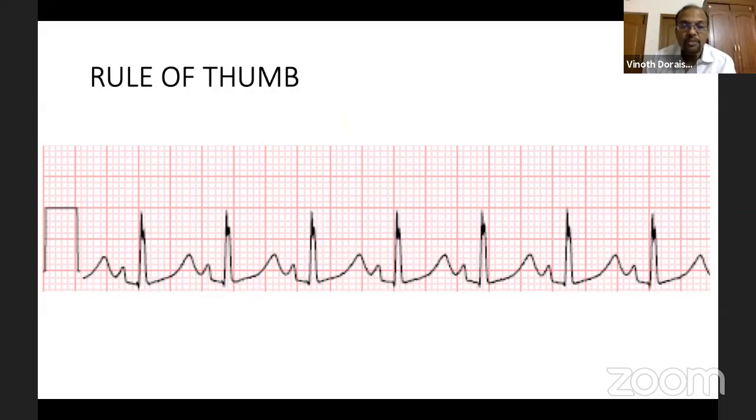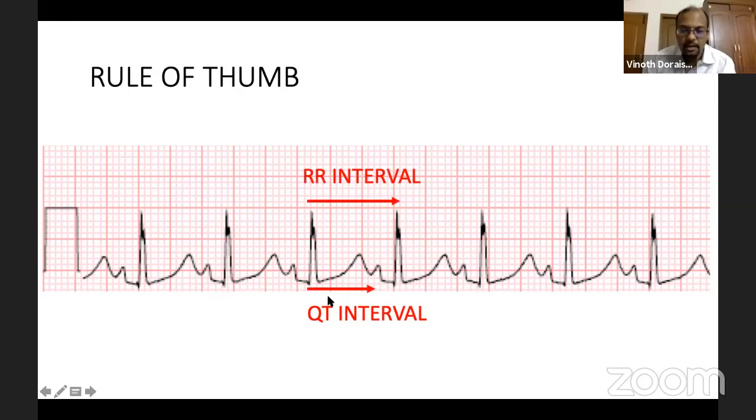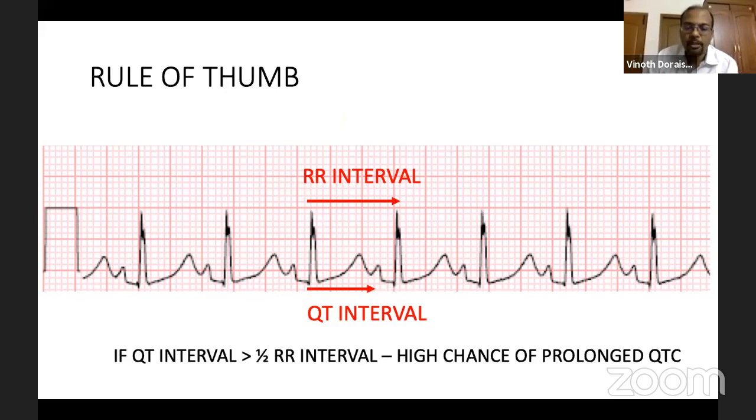The rule of thumb is, suppose you have to see the ECG fast, or you don't have time to calculate the QTc in a busy OPD. Generally the rule of thumb is we look at the QT and the RR interval. If the QT interval is more than half of the RR interval, you have to diligently calculate the QTc. But if the QT interval is less than half of the RR interval, then most likely the patient does not have a long QT. But it's always better to calculate the QTc by Bazett's formula.